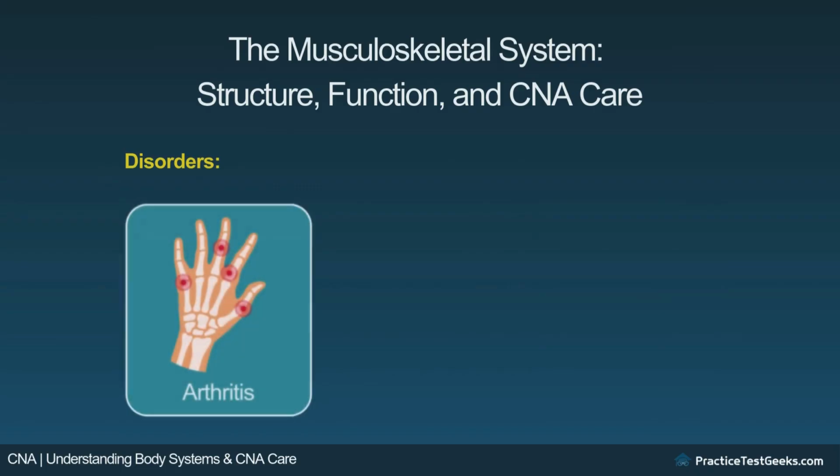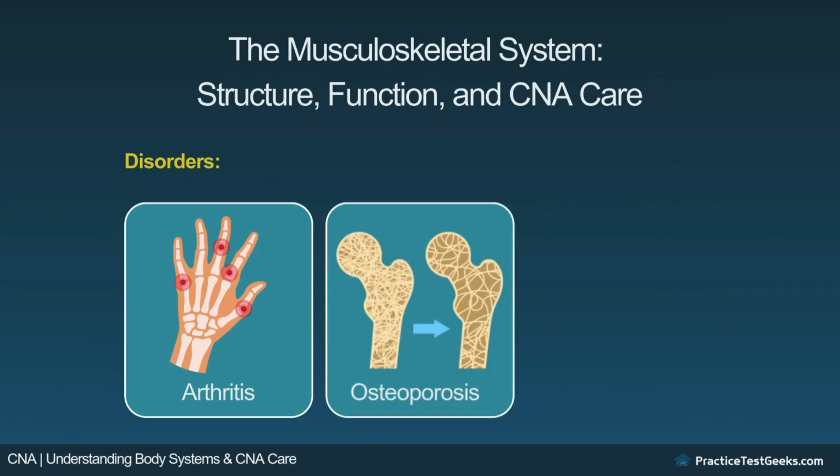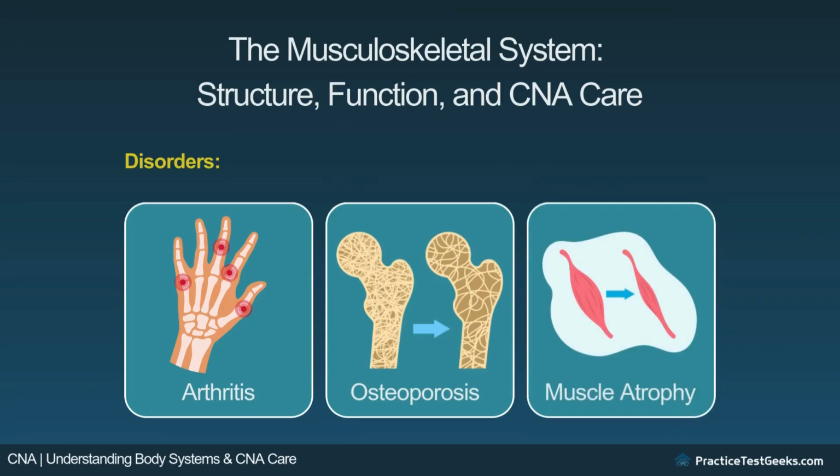Disorders: arthritis, joint inflammation causing pain and stiffness; osteoporosis, decreased bone density, increasing fracture risk; muscle atrophy, muscle wasting from immobility or illness.